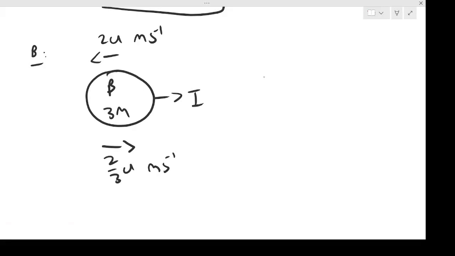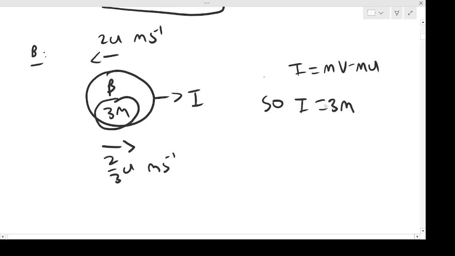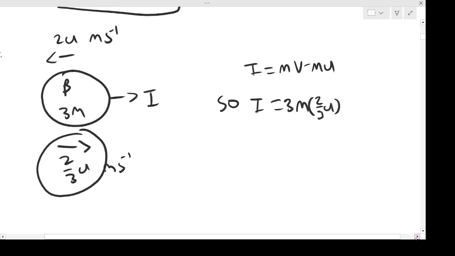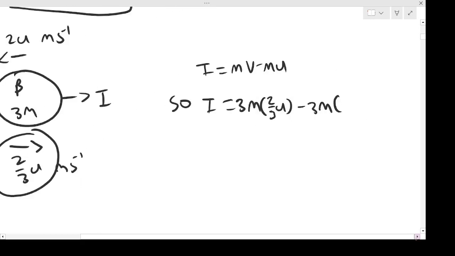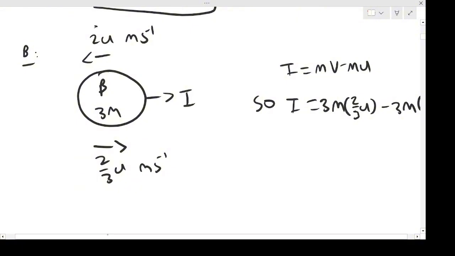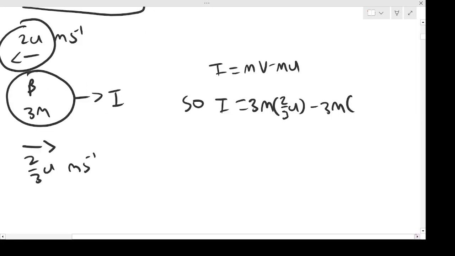If I copy the diagram out for B, so this is my diagram for B, I've just copied it, I want to find the impulse. Again, I'm going to use the formula I is mv take away mu. In this case, the impulse, which is positive because it's going forwards, is going to be the mass 3m, and then v is 2/3 u, which is also positive. Then I'm going to take away 3m lots of u, where u is the initial speed. So u here is 2u, and that's going backwards, so actually I need to do minus 2u.